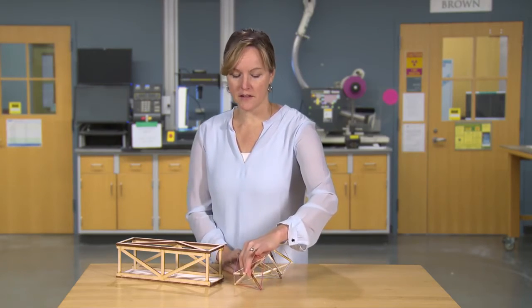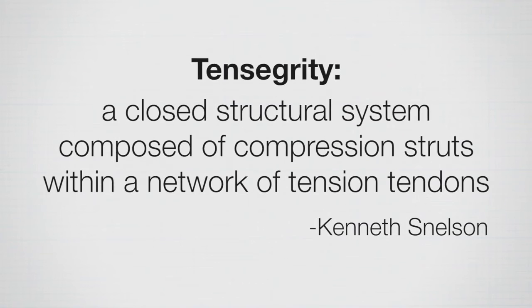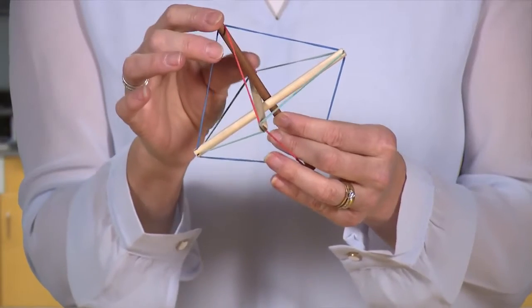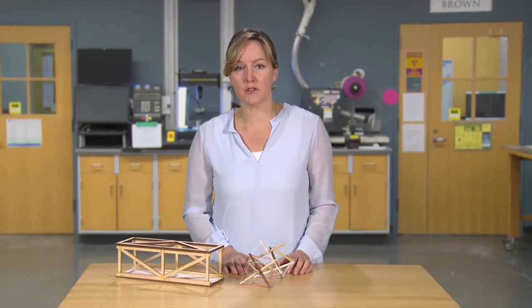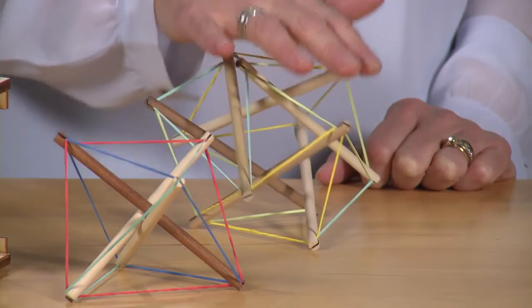So what is tensegrity? Kenneth Snelson is a sculptor and one of the first to build tensegrity structures, actually sculptures. He defines tensegrity as a closed structural system composed of compression struts within a network of tension tendons. So that's a lot of words, but here we have the compression struts and a network of tension tendons. Snelson also likes to describe his tensegrity sculptures as floating compression. It's a nice kind of visual understanding of what's happening.